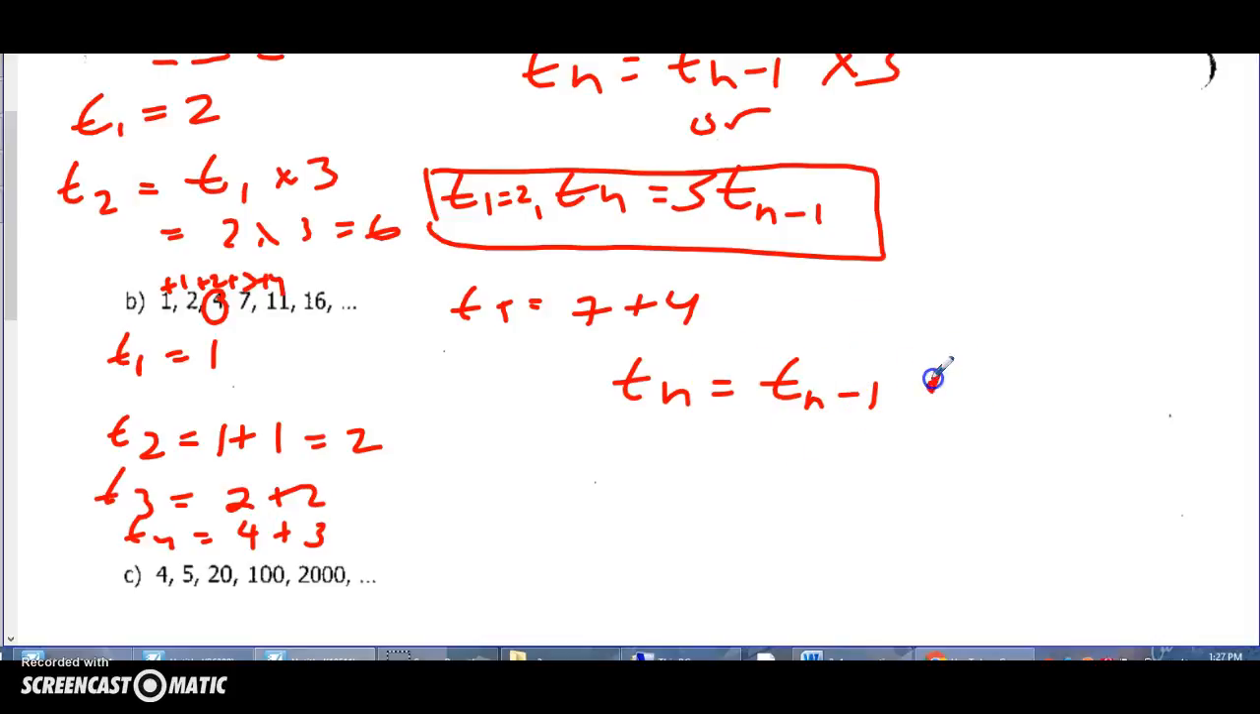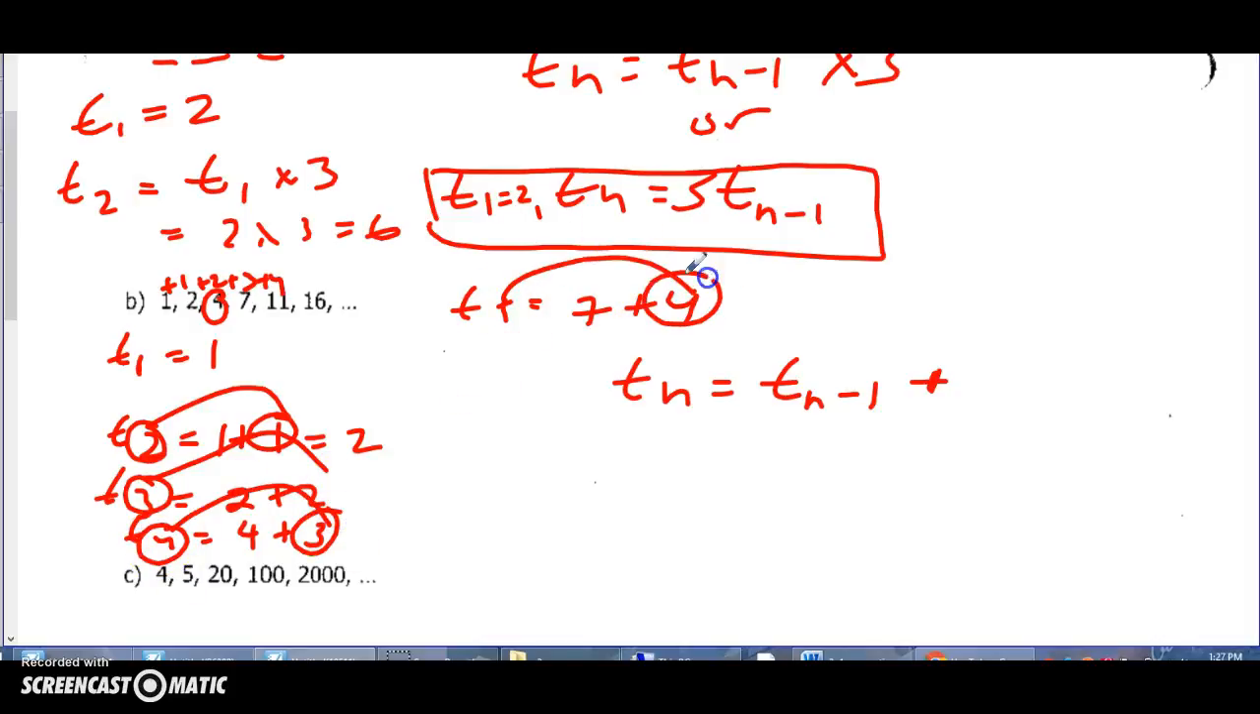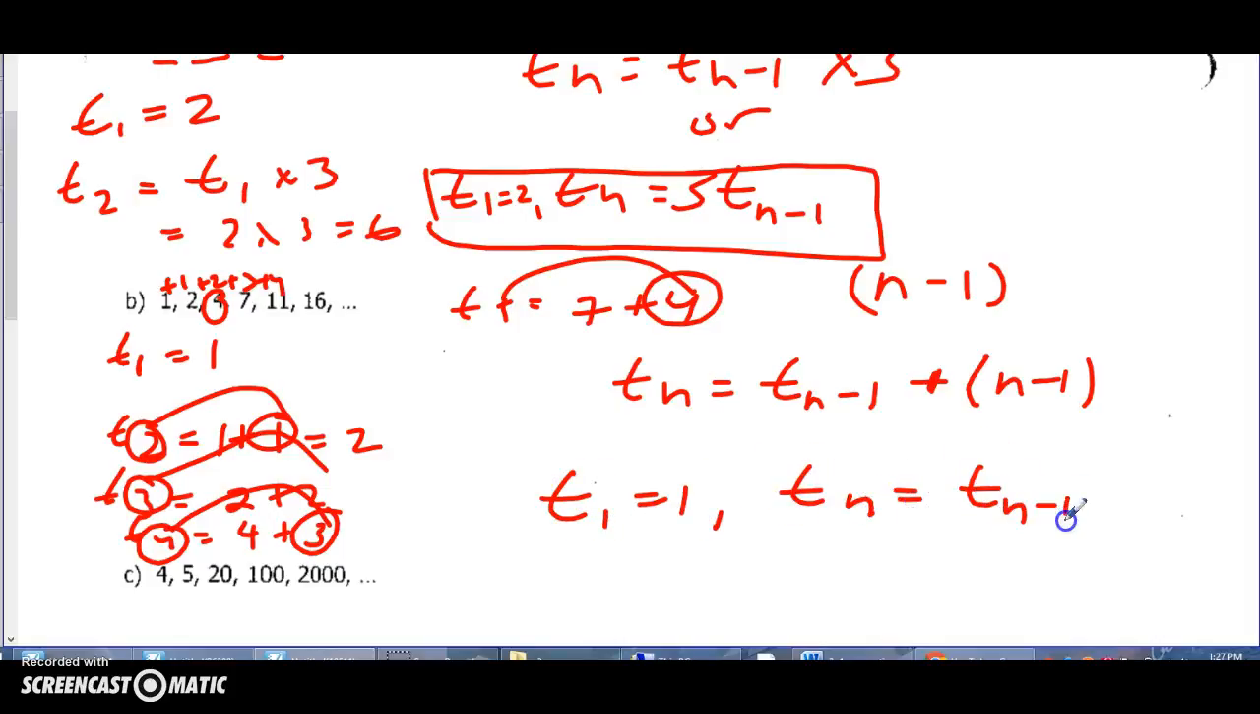And what we're adding to it is, look at it here. For the second term, I'm adding 1. For the third term, I'm adding 2. For the fourth term, I'm adding 3. For the fifth term, I'm adding 4. For the nth term, I'm adding n minus 1. So my recursive formula would be T1 is equal to 1, Tn is equal to Tn minus 1 plus n minus 1. And you can leave the brackets there or take them off.